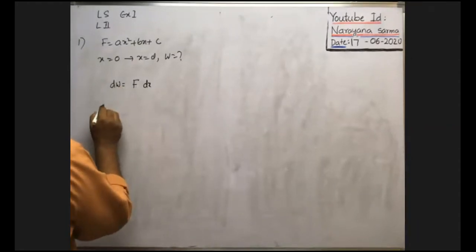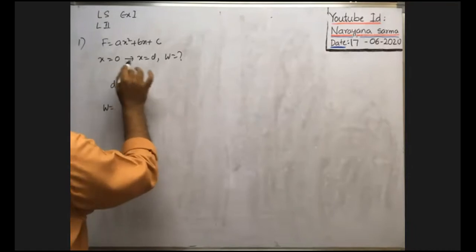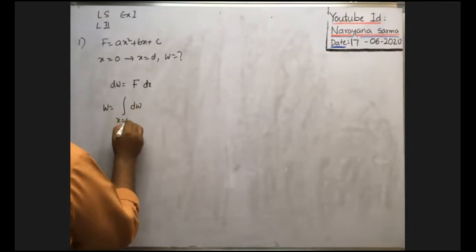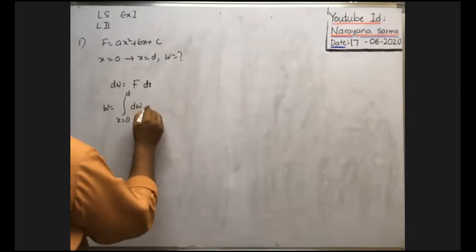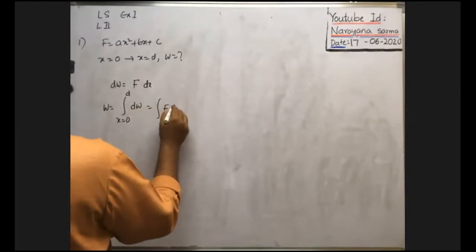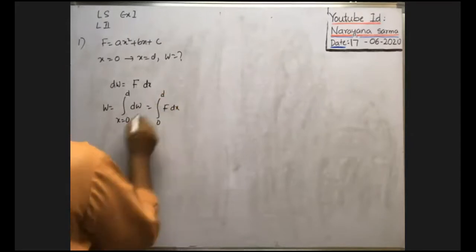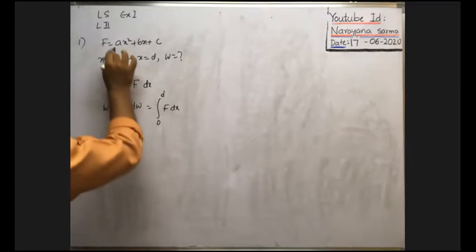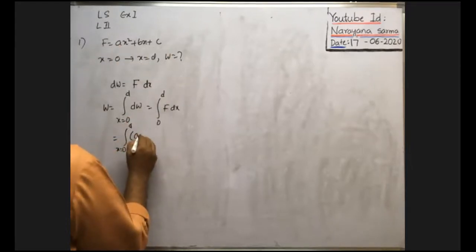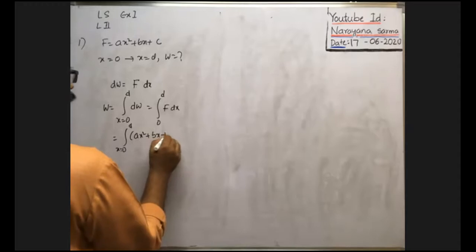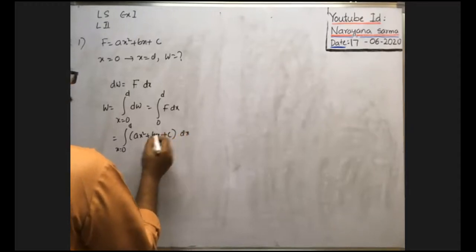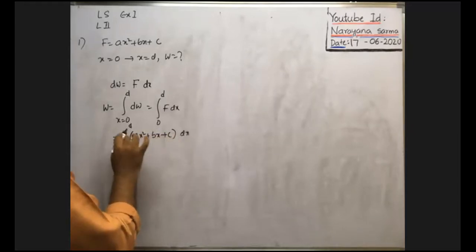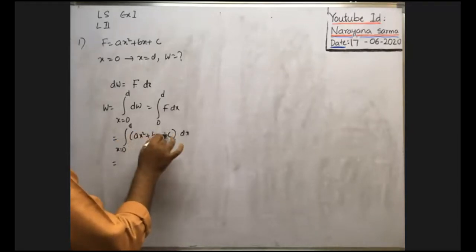Therefore, the total work done to displace the body from x equal 0 to d is integral dW between the limits x equal 0 to x is equal to d, integral F dx from 0 to d. F means this formula we substitute, ax square plus bx plus c into dx. This is equal to integral ax square dx plus integral bx into dx plus integral c into dx.